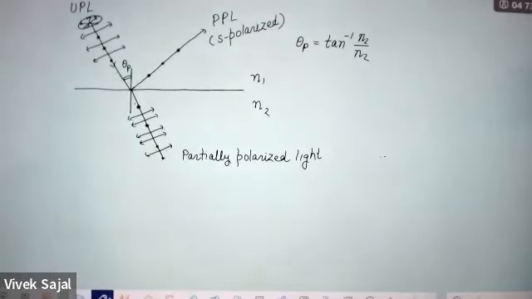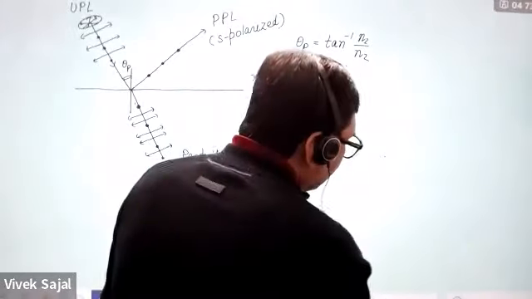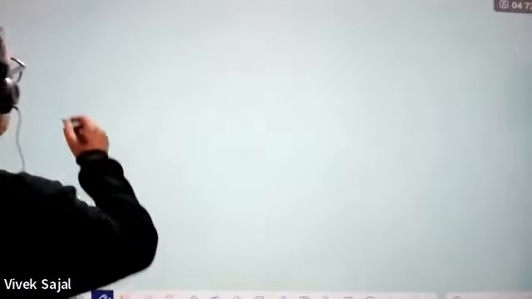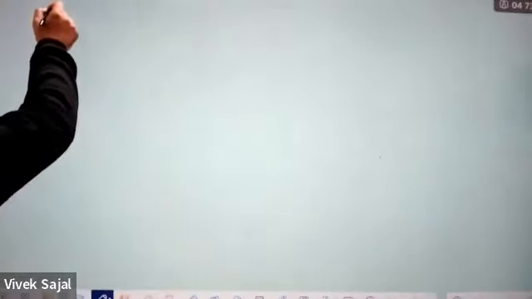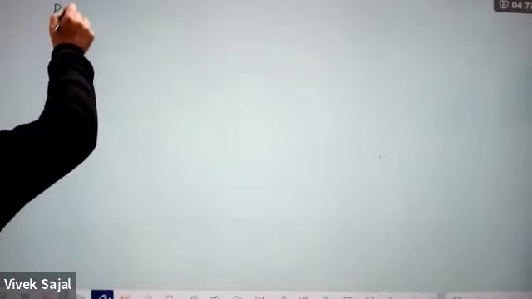Next is Malus law or polarizer. Naturally, we can't get any plane polarized light. All the light that is coming from the atmosphere is unpolarized light. We can produce polarized light only by using this technique. Okay, so next is production of plane polarized light.